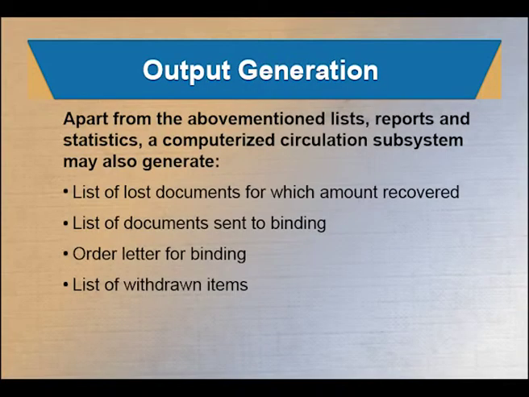Then sometimes, on the basis of demand and need, the circulation module also produces a list of lost documents for which amount is recovered, a list of documents sent to binding, order letters for binding, and a list of withdrawn items. Now, what is the advantage of the circulation module? That means, what are the advantages of an automated circulation system over the manual one?